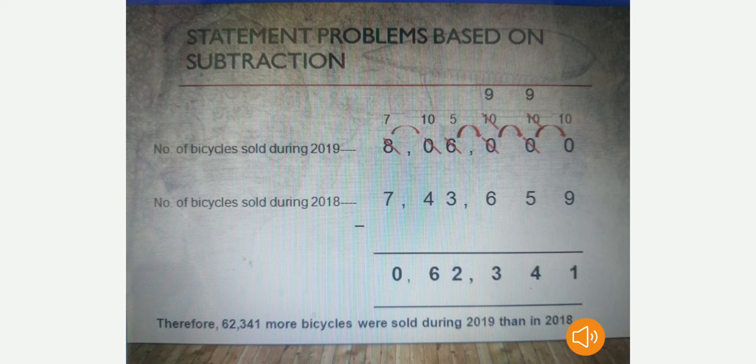Number of bicycles sold during 2019, 8,06,000. Number of bicycles sold during 2018, 7,43,659. As we all know, the bigger number we have to keep up in the concept of subtraction. And you also know the first term is called minuend, the second term is called subtrahend, and we have to use the minus operator. And we have to solve from right to left. Now let us see the solution.